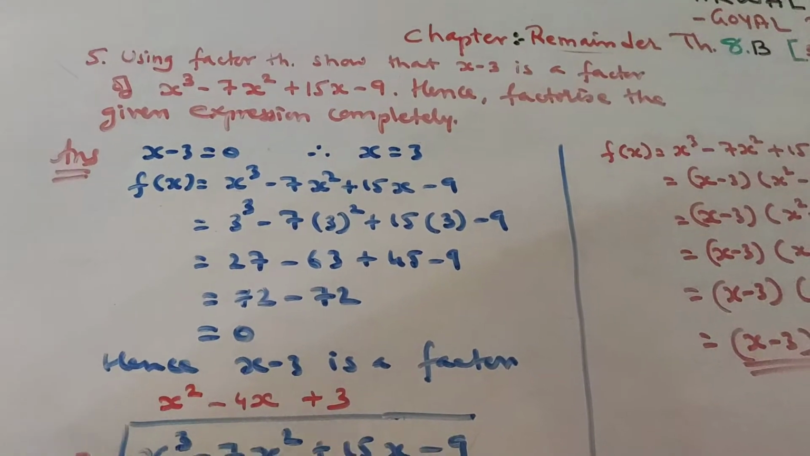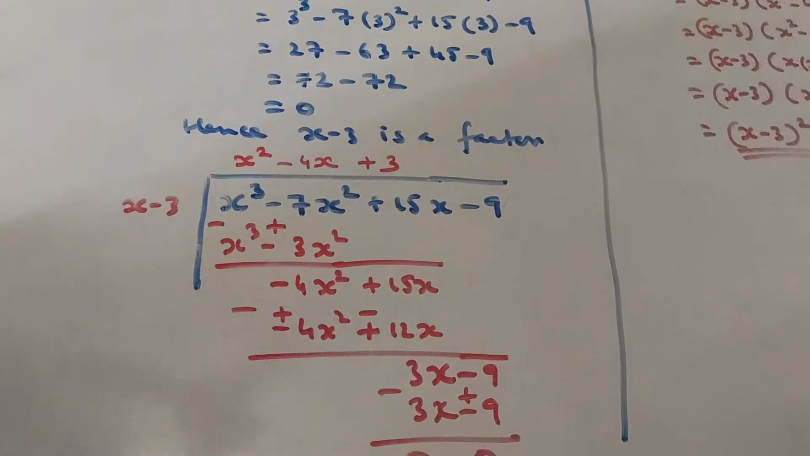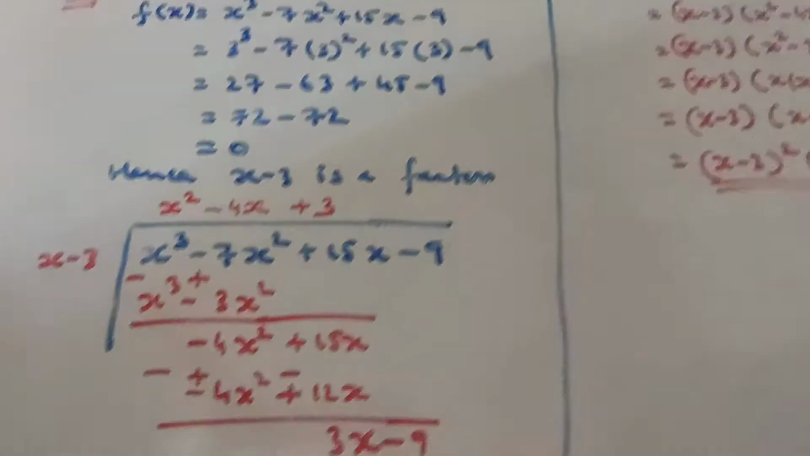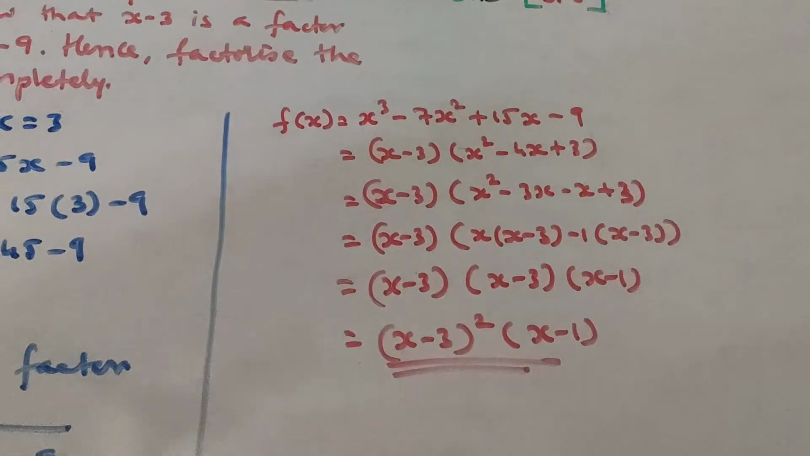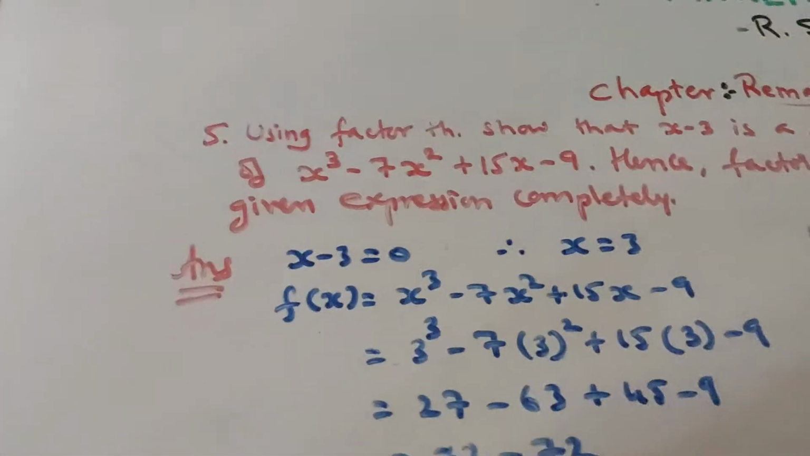1 mark for showing that the term is a factor of the polynomial. Another 1 mark is for the division method, or you can say long division. And another 1 mark is for showing the complete factorization. Okay, we'll come to question number 5.